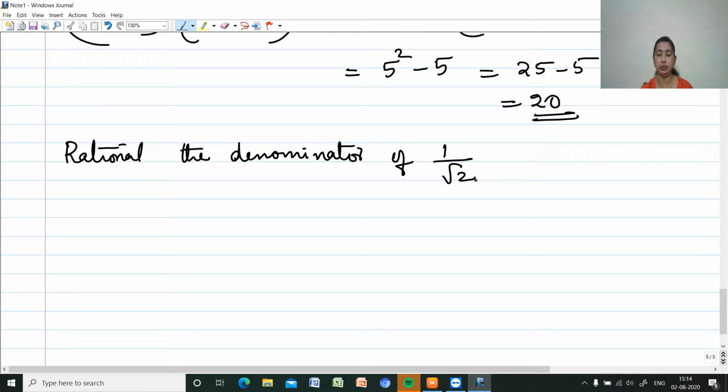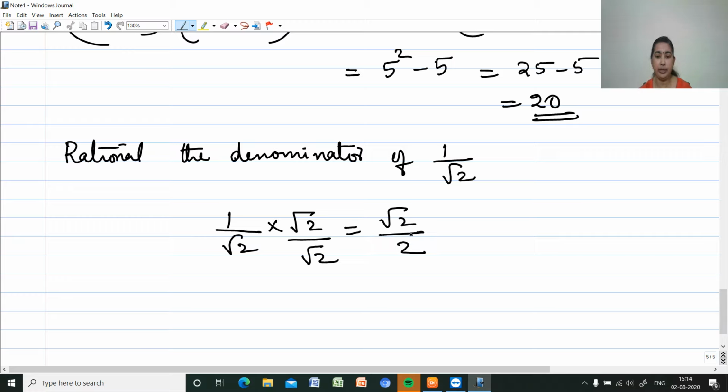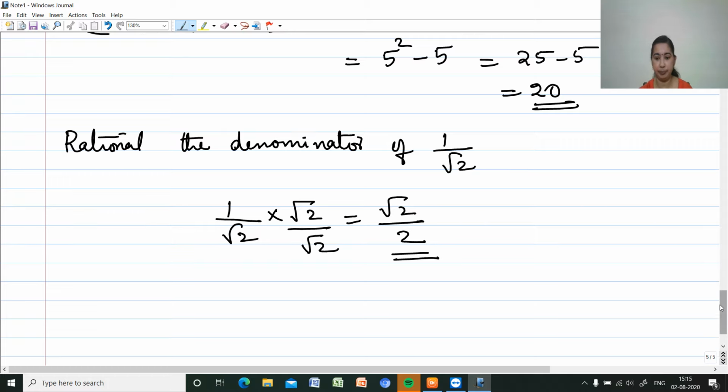So what you have to do is we have to avoid this in the denominator. For 1 by √2, you have to multiply the numerator and denominator by √2 itself, so that we'll get √2 by 2. So always see that the denominator does not consist of a square root. If a square root is there, we have to rationalize the denominator.